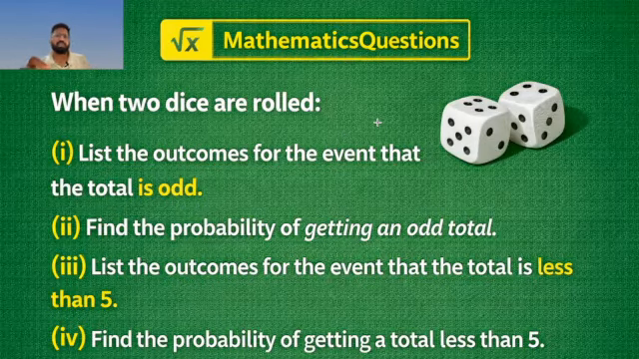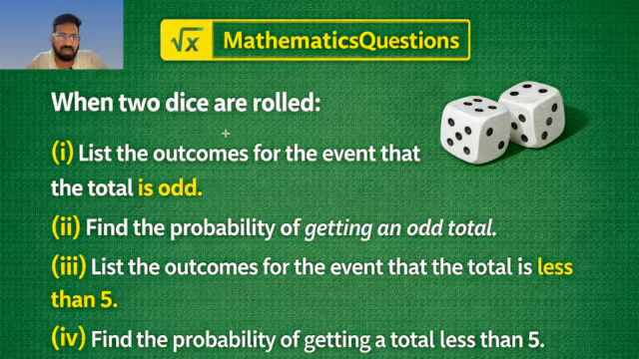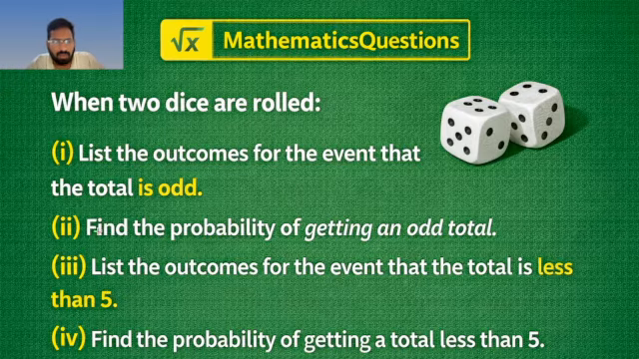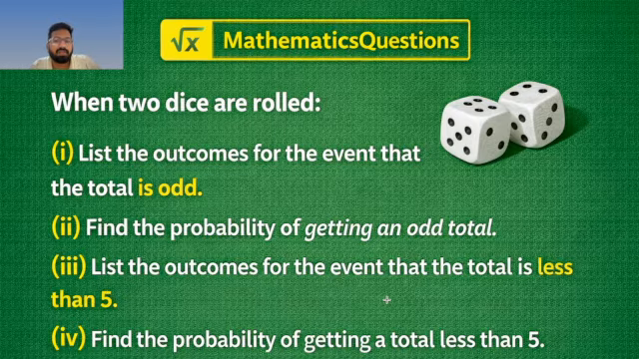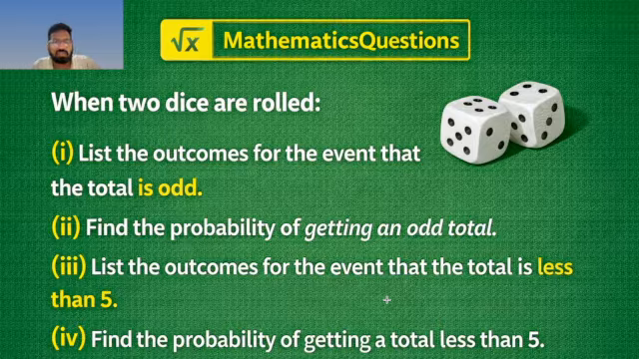The question is, when two dice are rolled, list the outcomes of the event that the total is odd. Find the probability of getting an odd total. List the outcomes for the event that the total is less than 5 and find the probability of getting a total less than 5. Pause the video, try this question, then we will look at the solution.